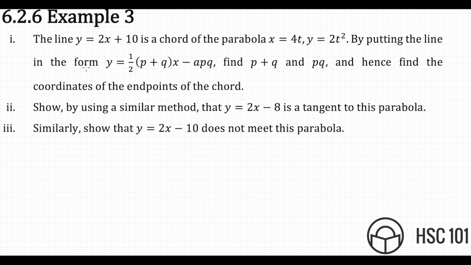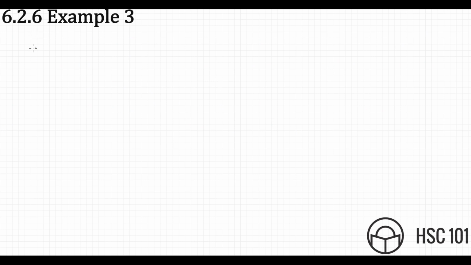Example 3. The line y equals 2x plus 10 is a chord of the parabola x equals 4t, y equals 2t squared. By putting the line in the form y equals half (p plus q) x minus apq, we want to find the values of p plus q and p times q, and hence find the coordinates of the endpoints of the chord. So if we take a look at this, let's get some space.